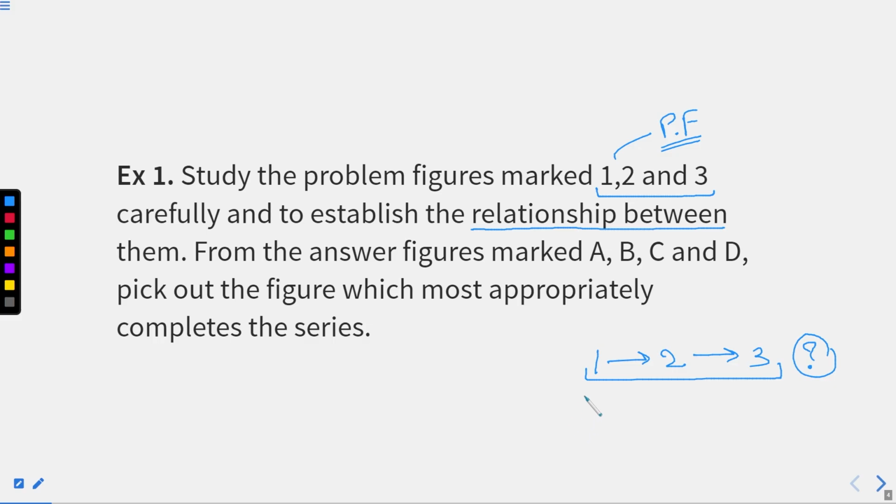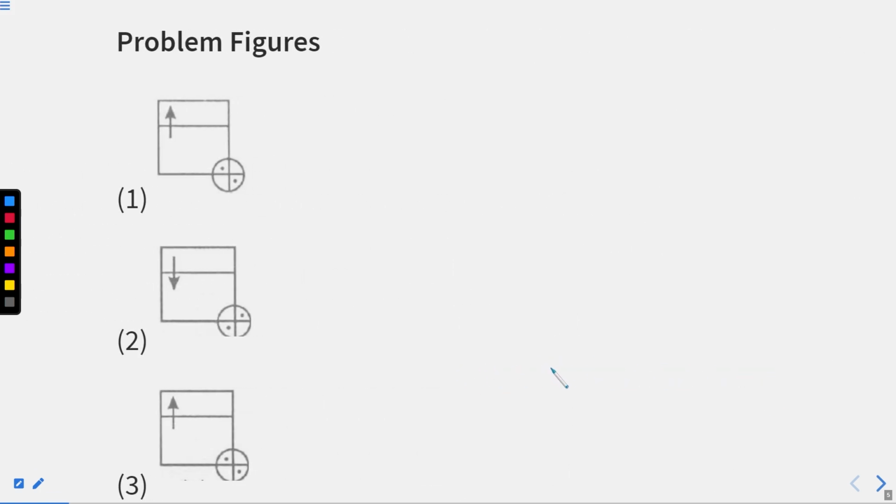Now you will have four options that are marked A, B, C, D, and you have to check which of the following is the most appropriate figure to complete the series, in order to find the fourth figure of the series, right? Now we'll check the question part first. These three are the problem figures. Here you can see what all things are there: a vertically upward arrow is one thing, a circle on the lower right corner, and a square with a horizontal line division, right? These things are there. Now you need to check a relation, right?